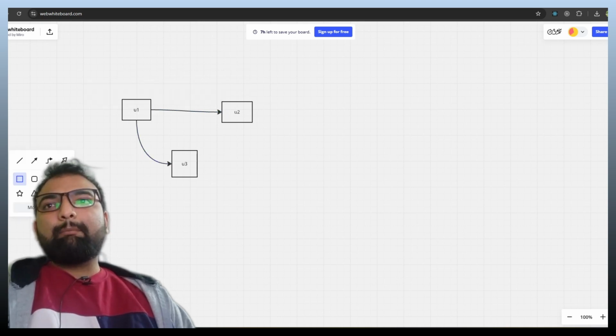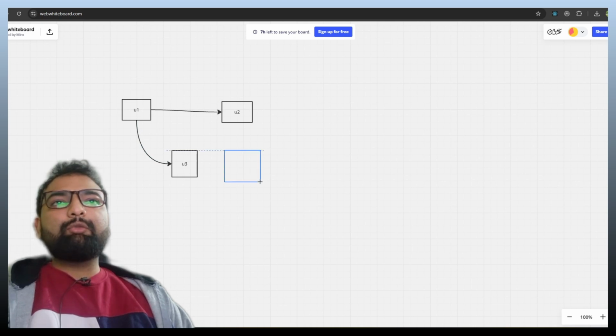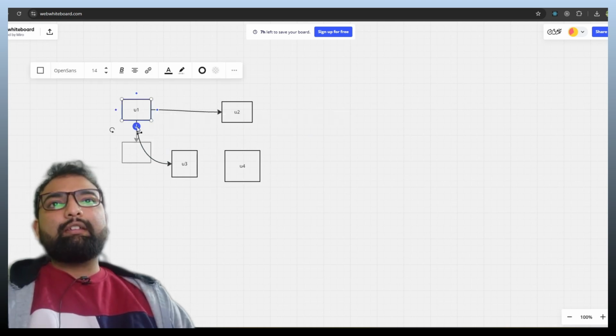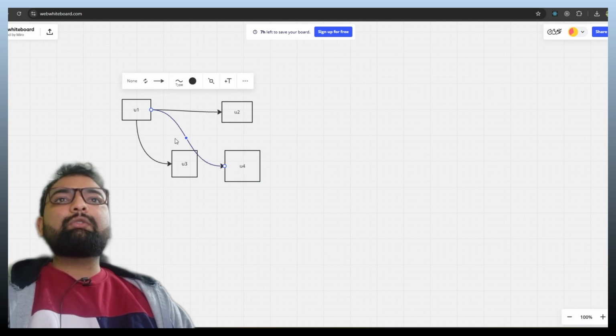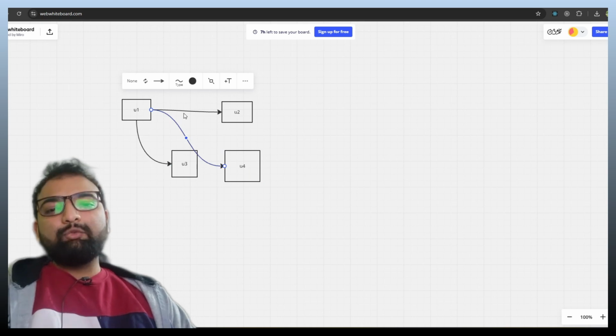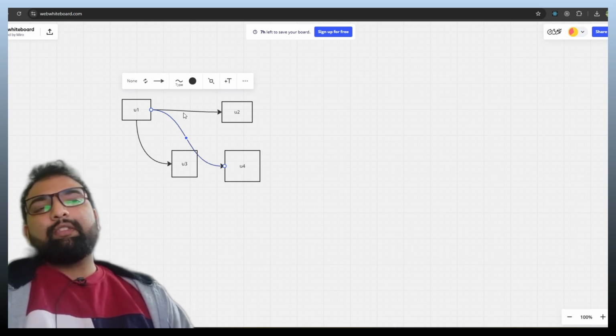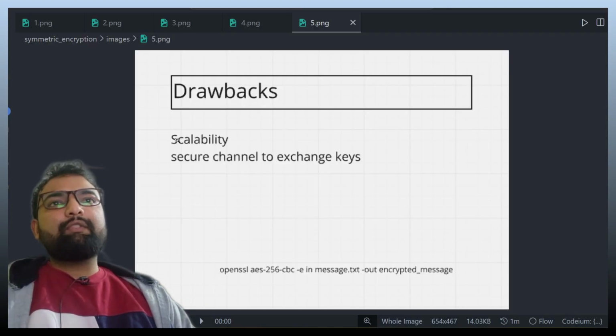The same thing will happen if I add one more user, user 4, and user 1 connects to user 4 also. Now the same issue happens, one more key is required. As the number of users increases in an environment, symmetric encryption doesn't work well anymore, because we will need a list of keys to manage. So this is our first drawback: how we can scale it.